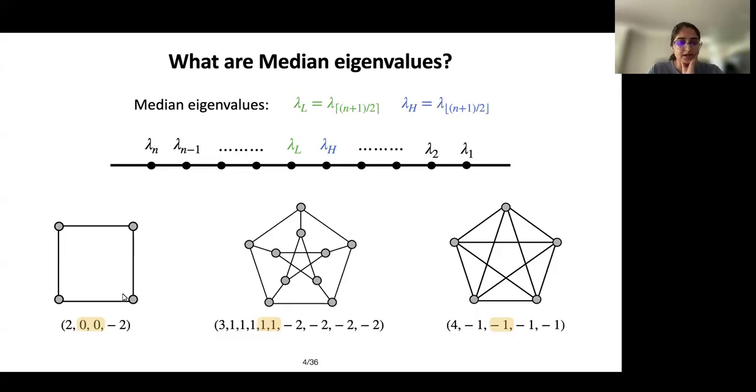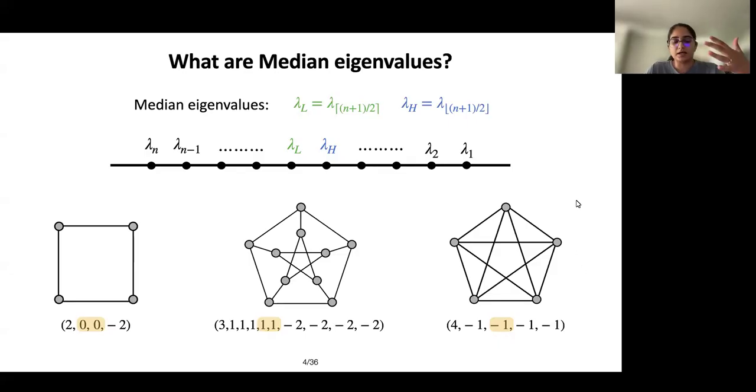Again, I have the square graph, whose median eigenvalues are both 0. In the case of the Petersen graph, you have 10 vertices, so you have 2 median eigenvalues, both of them 1. And in the case of a complete graph, you have 1 median eigenvalue because you have 5 vertices, and that is going to be -1.